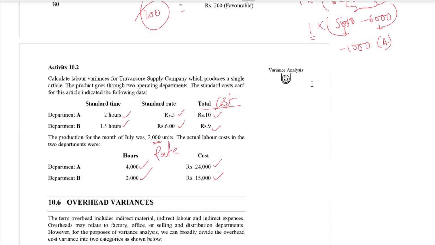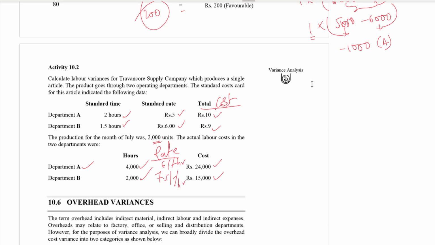We have to calculate the rate here. For 4,000 hours worked, the cost involved is 24,000, which means 6 rupees per hour is the rate charged by the labor in department A. In department B, the total cost is 15,000 and they have worked for 2,000 hours, which means 7.5 rupees per hour. This is the per hour charge of the labor.